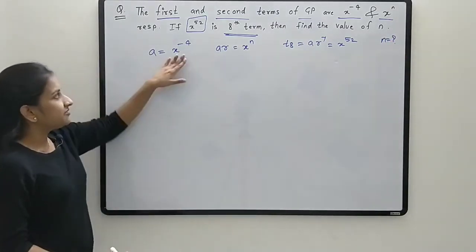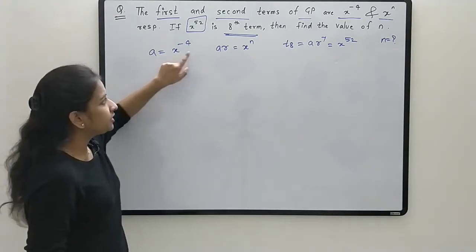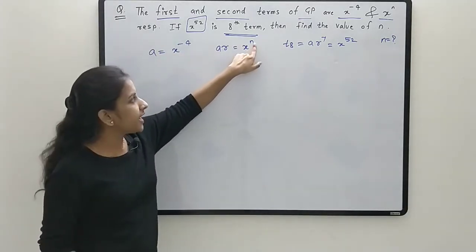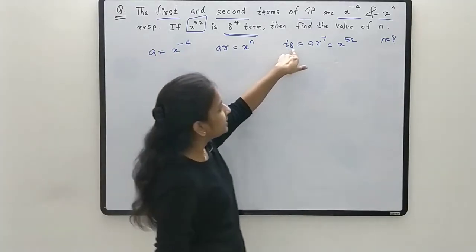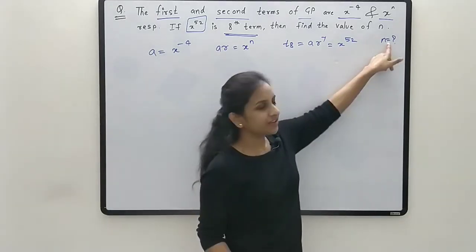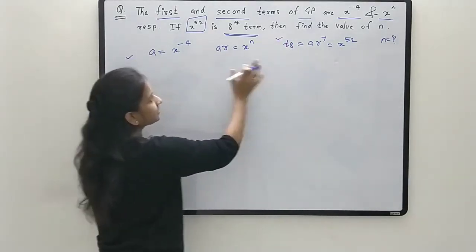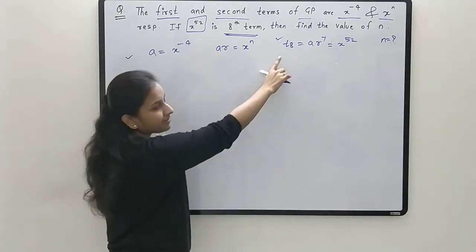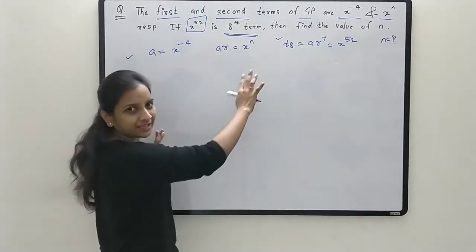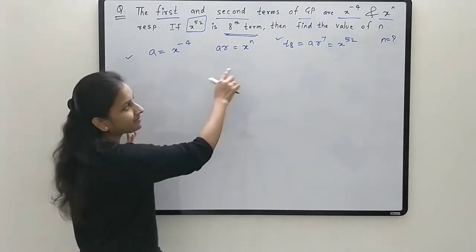Understood the question? First term of GP is x raised to minus 4. Second term is x raised to n. Okay. And 8th term is x raised to 52. Then we have to find n. See, this is given, this is given. So we can find a value and r value. Two unknowns, two equations. Right? So let's quickly find a and r value.